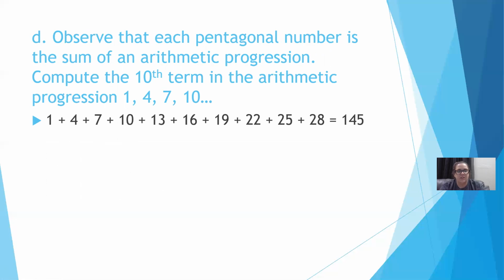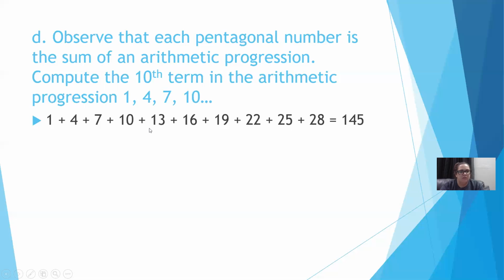All right. Question D, observe that each pentagonal number is the sum of an arithmetic progression. You're going to compute the 10th term and the arithmetic progression 1, 4, 7, and then 10. So for the 10th term, I had to add up 10 numbers: 1, 2, 3, 4, 5, 6, 7, 8, 9, and 10. So it started with 1, 4, 7, and 10. And again, it looks like we're adding in 3s.